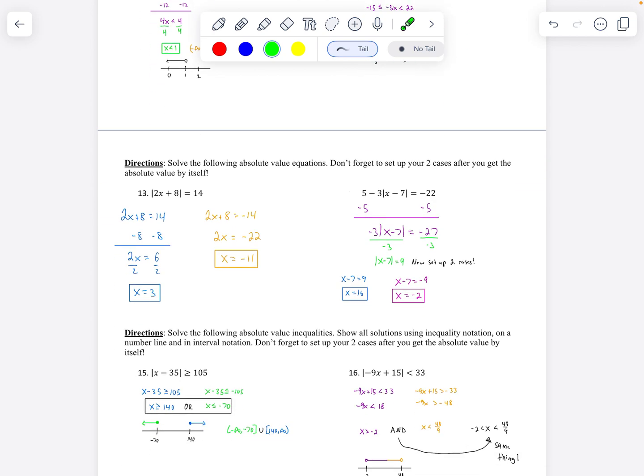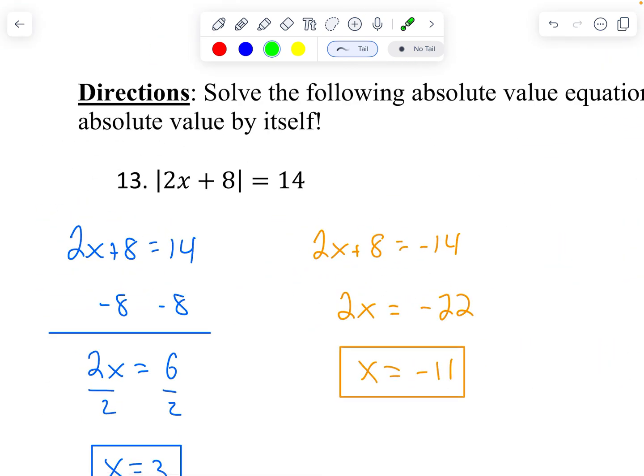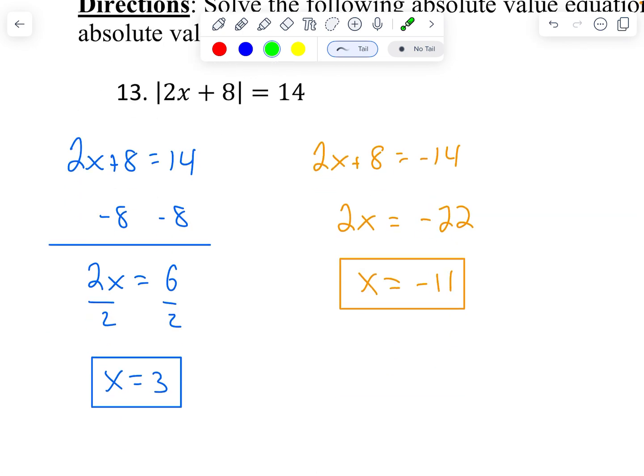On 13, remember this is the distance from 0, and it has to be 14. Either 14 to the right or 14 to the left on a number line. And then you just solve from there.